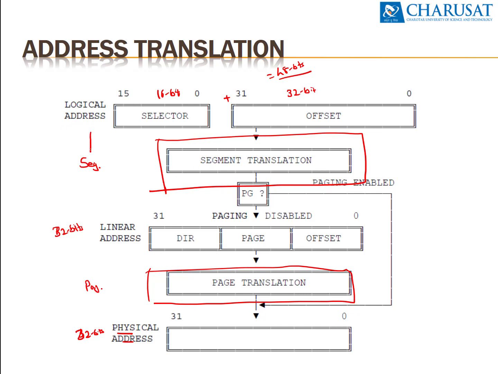When segmentation is applied on the logical address, we get the linear address, and if paging is then applied, we get the physical address. Paging is optional. If paging is not used, then applying segmentation on the logical address gives the physical address directly. But if paging is mandatory, then segmentation and paging together give the 32-bit physical address.